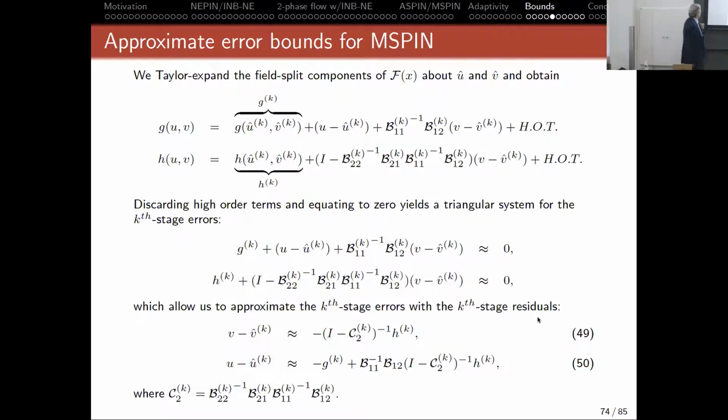Then by Taylor expanding the corrections G and H again about the previous points, you can get them expressed in terms of the change of u from the previous u point and v from the previous v point. And that triangular system of two linear equations is trivially solved for the corrections to u and v based on the updates G and H.